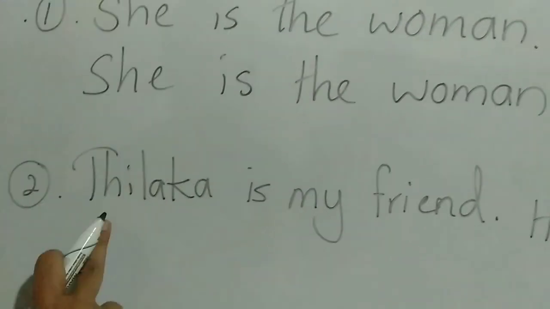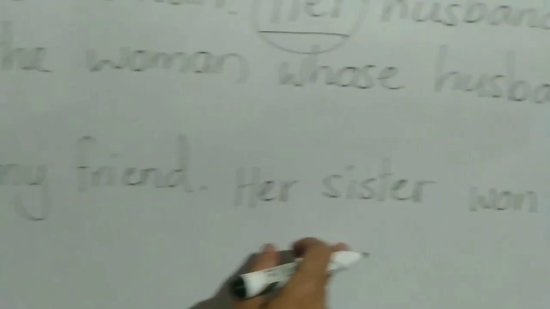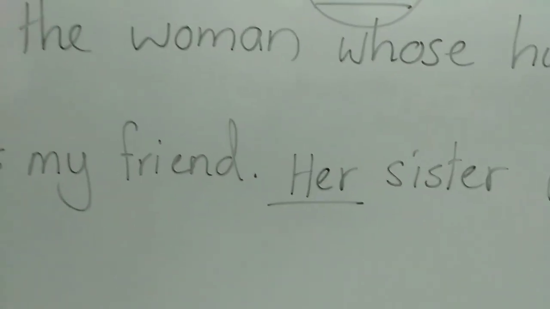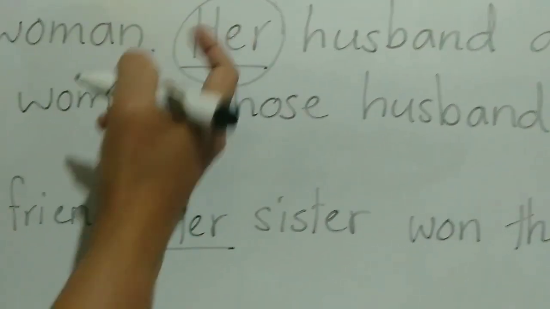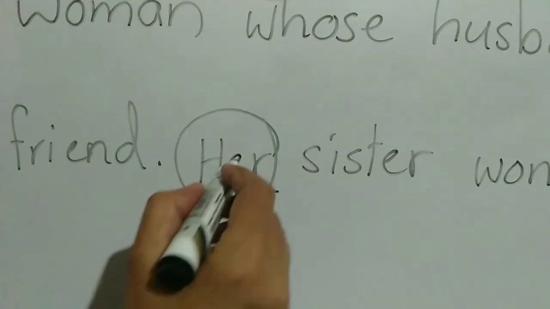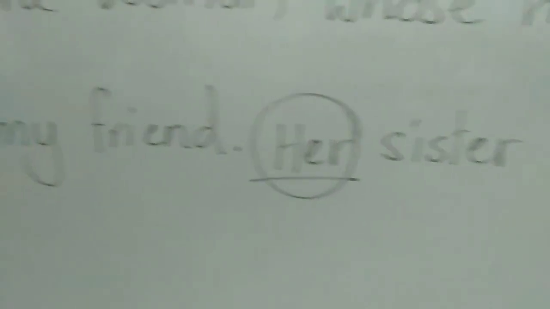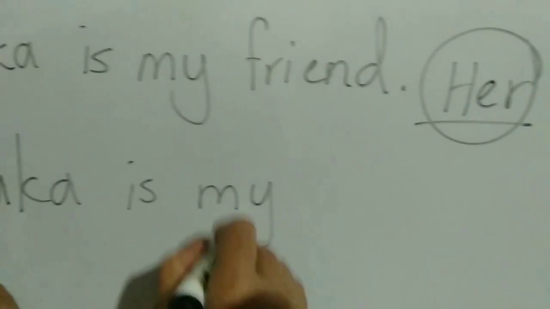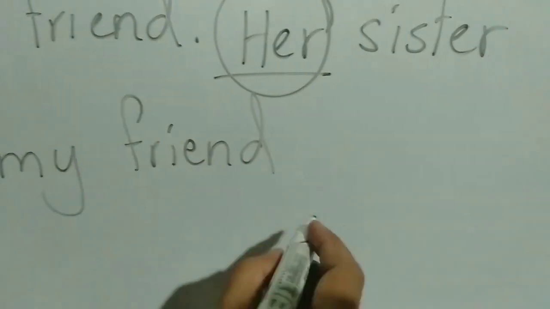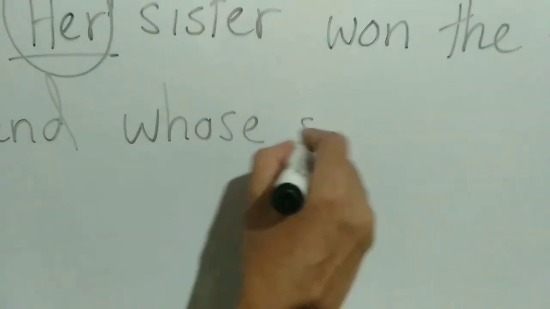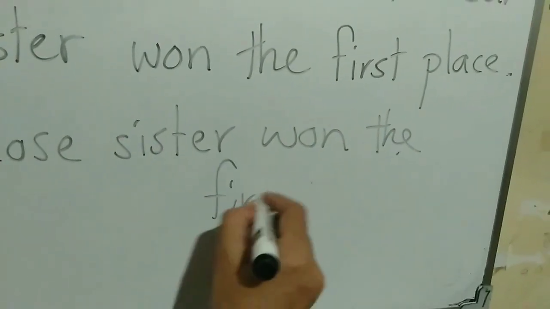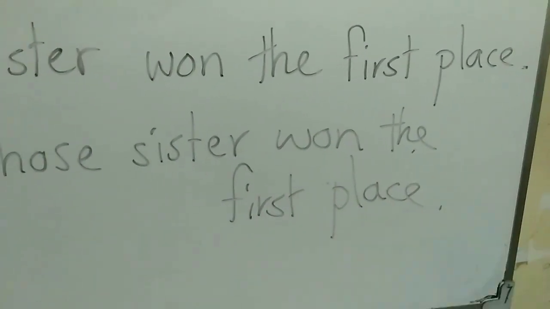Now look at this example. Tilaka is my friend. Her sister won the first place. What is the possessive pronoun here? Her. Then, as we have done earlier, this her is replaced with the relative pronoun whose. Tilaka is my friend whose sister won the first place.